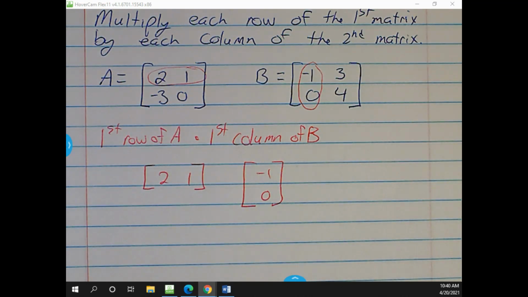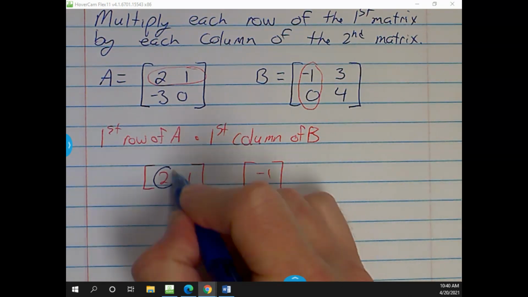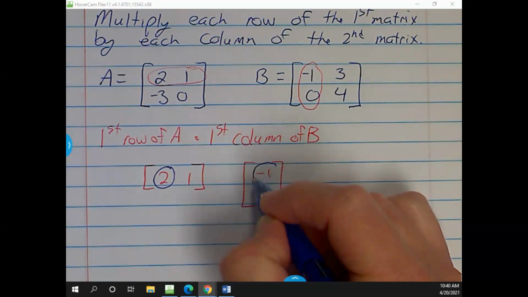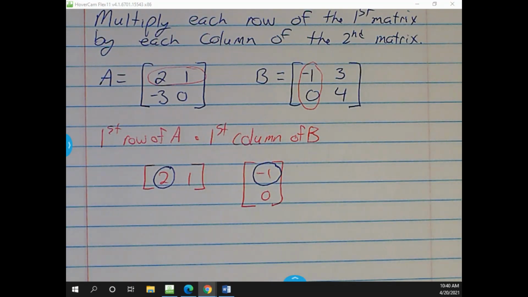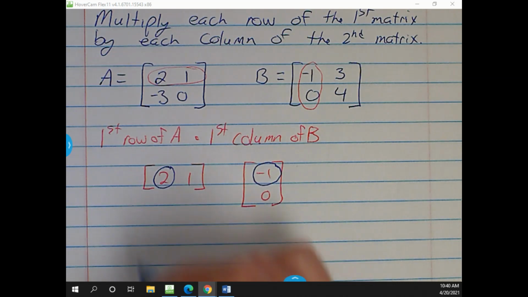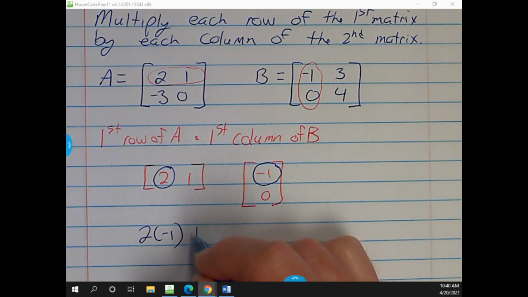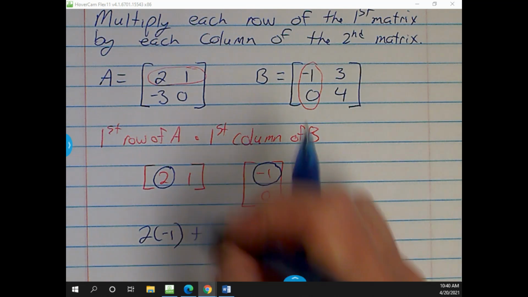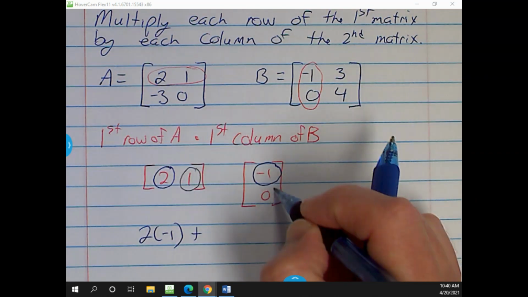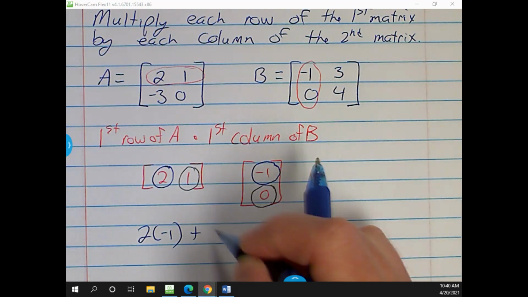Now here's that whole matchup thing, because the reason the rows and the columns had to match up is that you take the first number in the first row here and multiply it by the first number in the first column here. So that's 2 times negative 1, and then you add that to the second number here times the second number here.